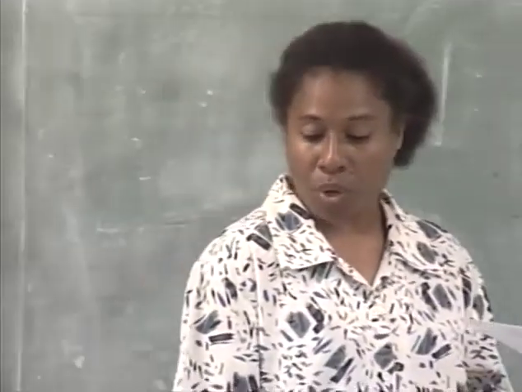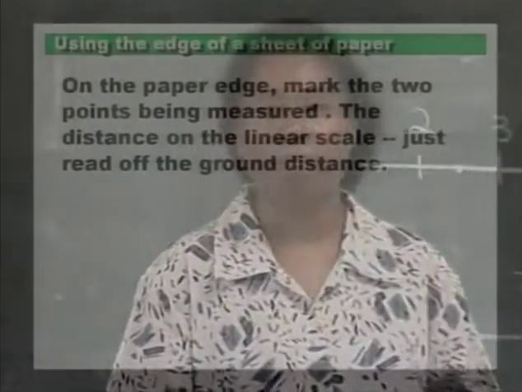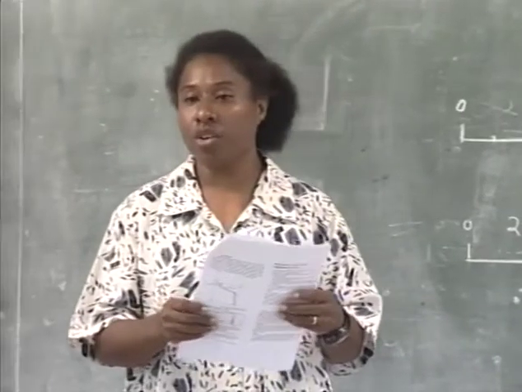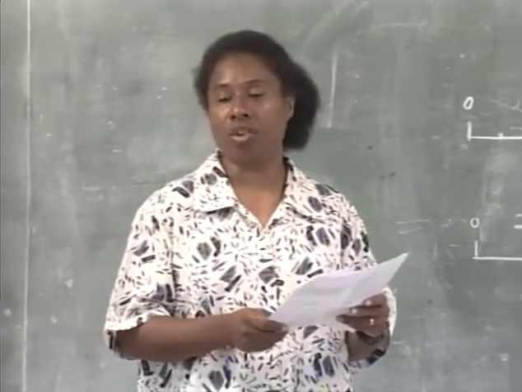If you do not have a ruler, you may use what we call the edge of a paper. Any piece of paper will do. You find the 2 points that you are calculating the distance of, and then you get the paper and put it along those 2 points. You get the piece of paper and put it on your linear scale that is on the map, and then you work out what the distance on the ground will be.